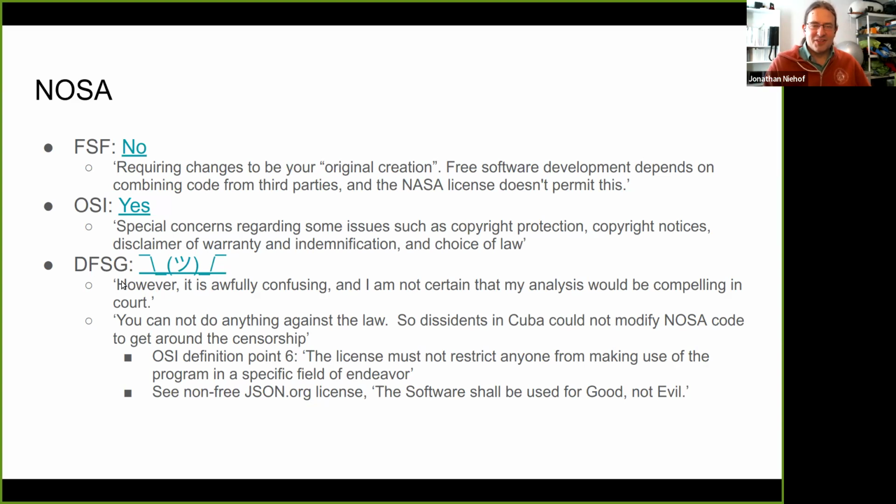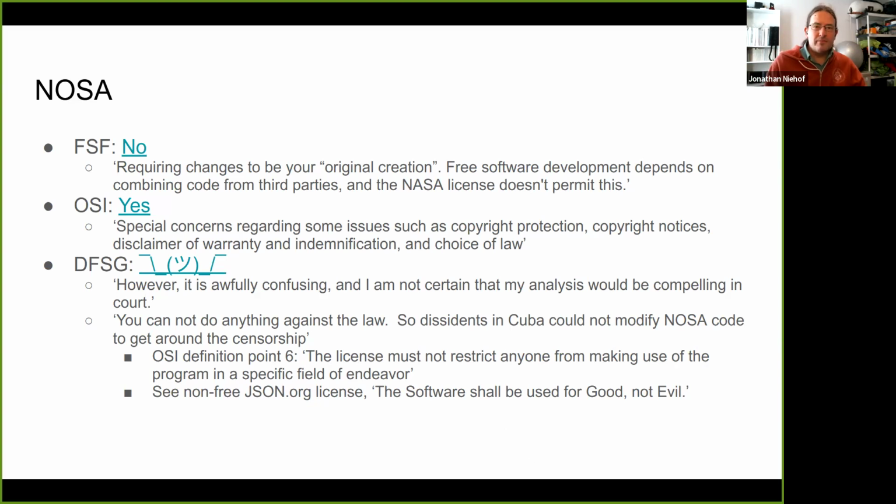This to me is really the best quote of the whole conversation. It is awfully confusing. I'm not sure it will stand up in court. There's other fun stuff. There's a prohibition in NOSA for using the software to do anything illegal, which actually is kind of a violation of the OSI definition. You can't place restrictions on how the program is used. So the fun example of this is the JSON.org license says the software should be used for good and not evil, which makes it a really non-free license.